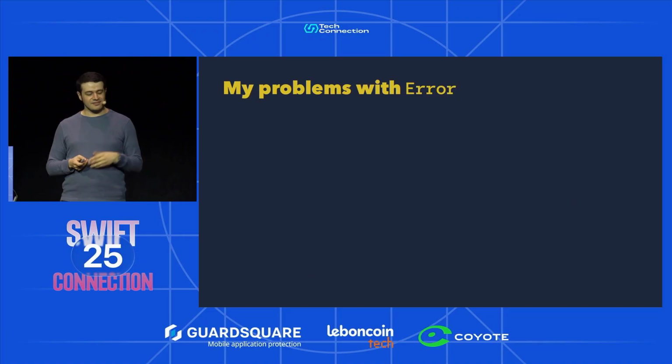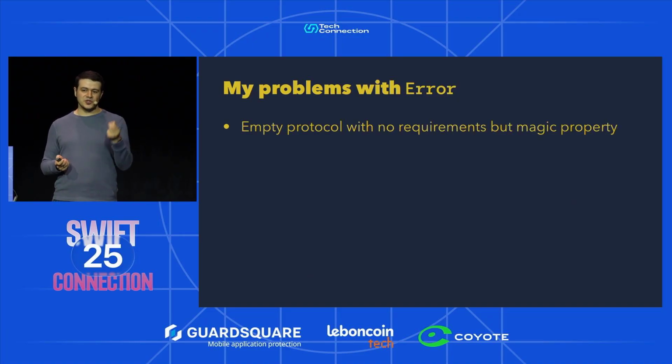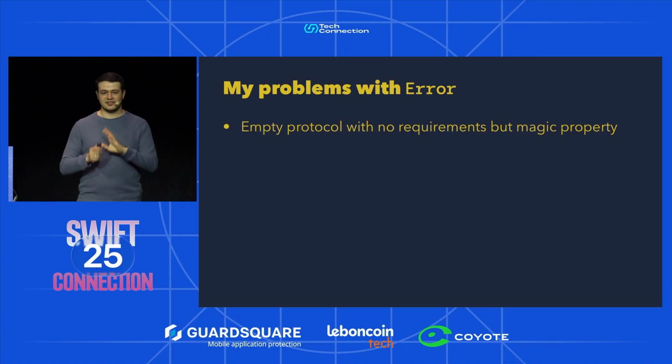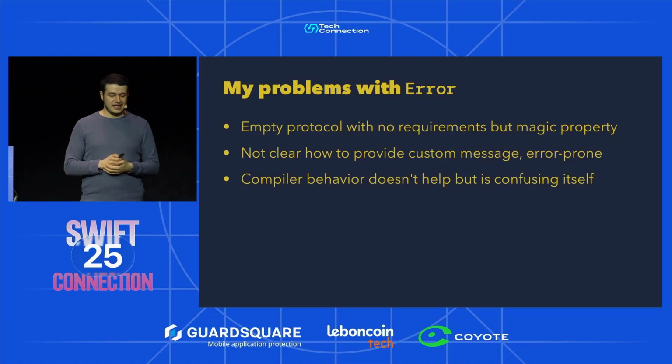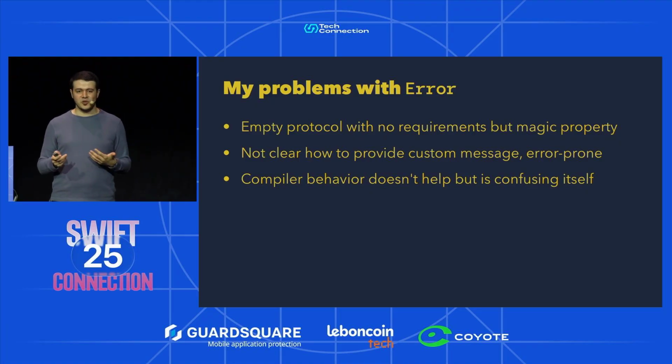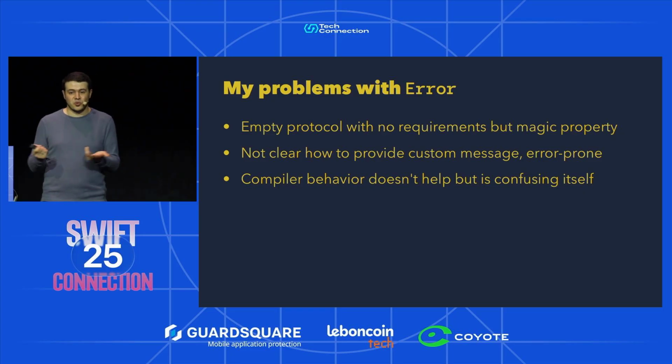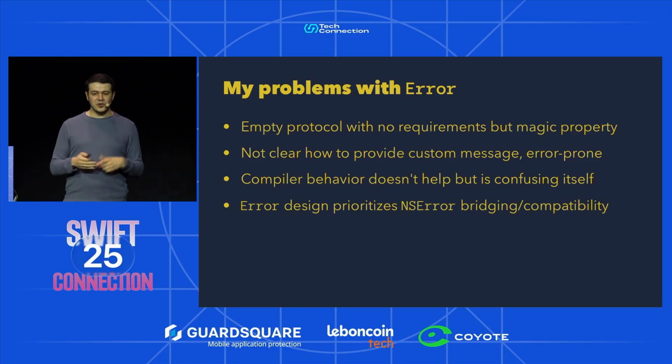My problems with Error really are that the protocol itself is completely empty, has no requirements, and just a magic property. It's not clear how to provide a custom message. It's error prone. You saw I tried to override something I thought would work, but it didn't. And the compiler behavior also doesn't help, because what I expected to work didn't. And Error is designed specifically for NSError compatibility. That is obvious to me when I investigate this further.